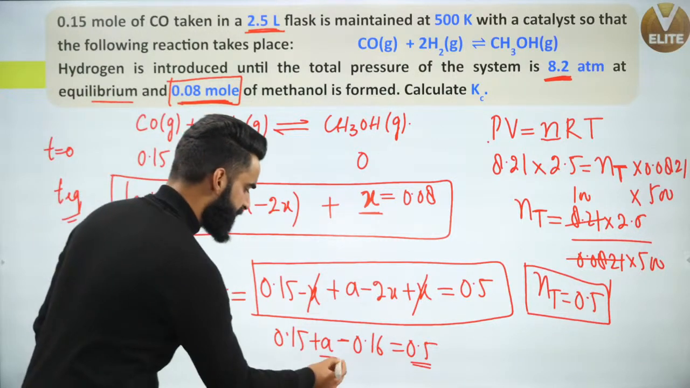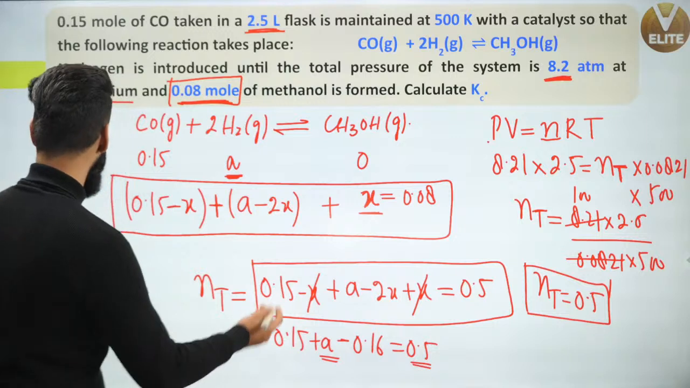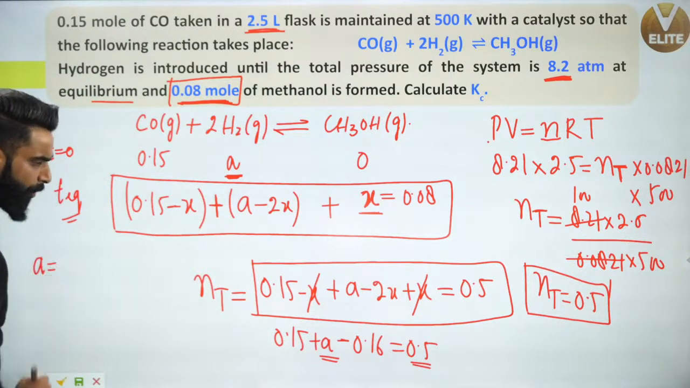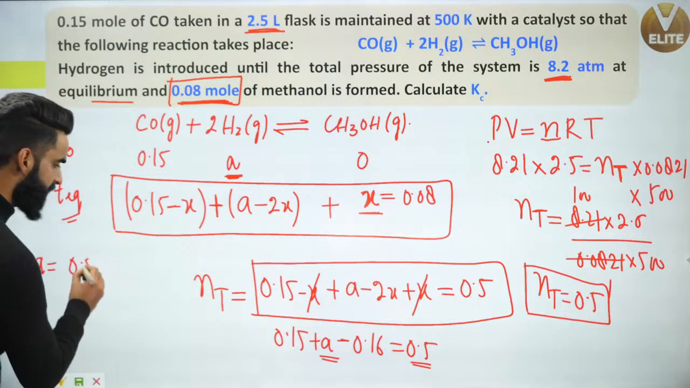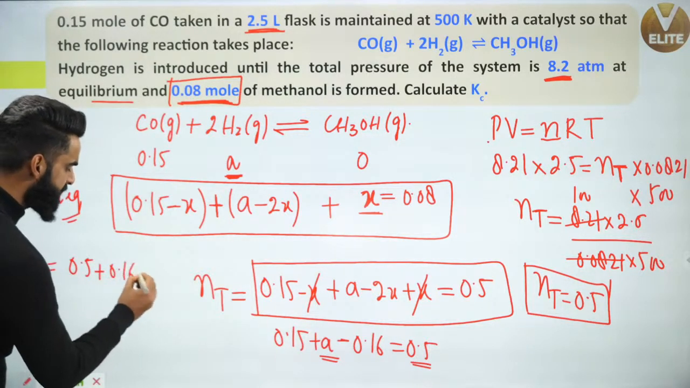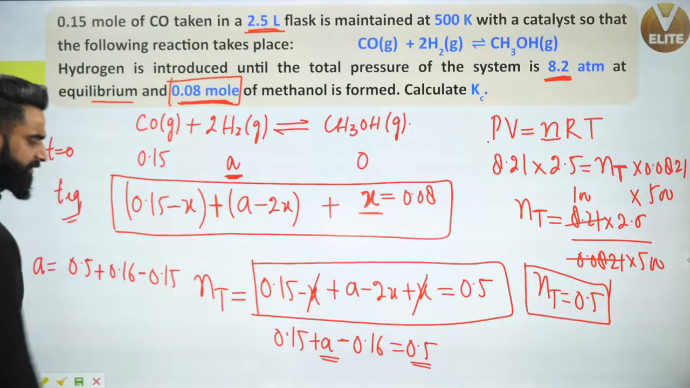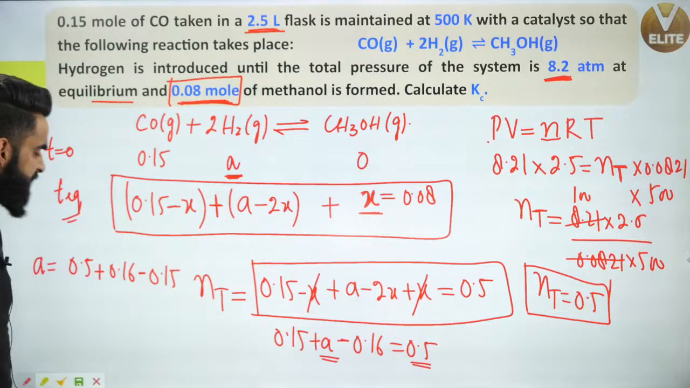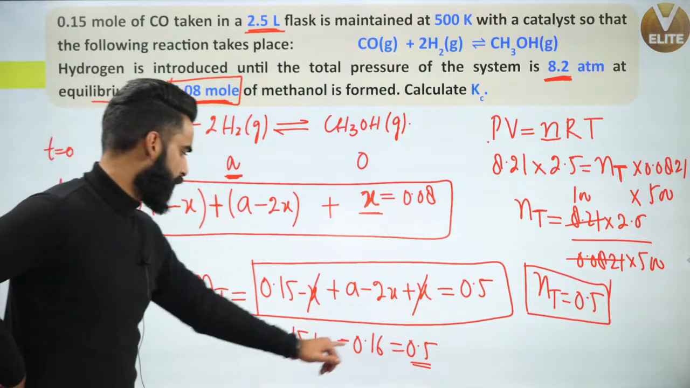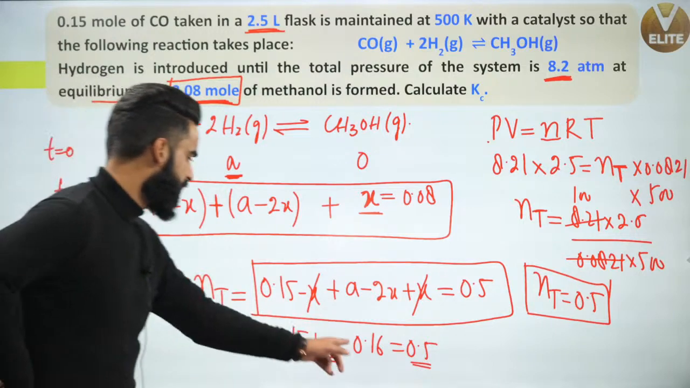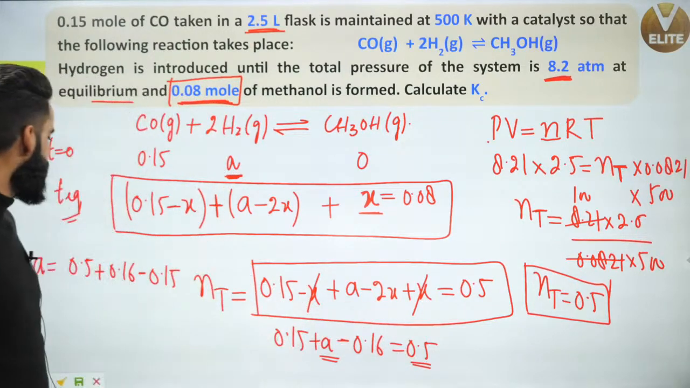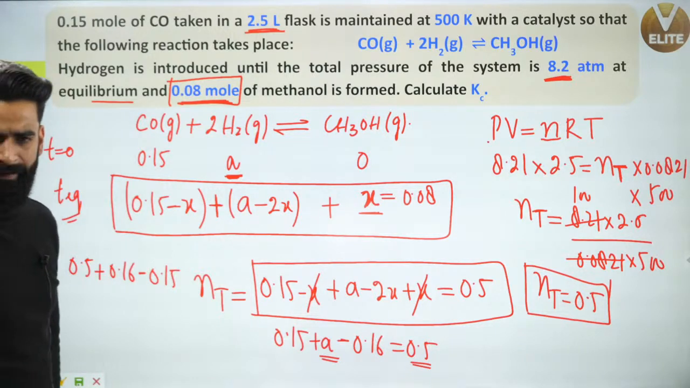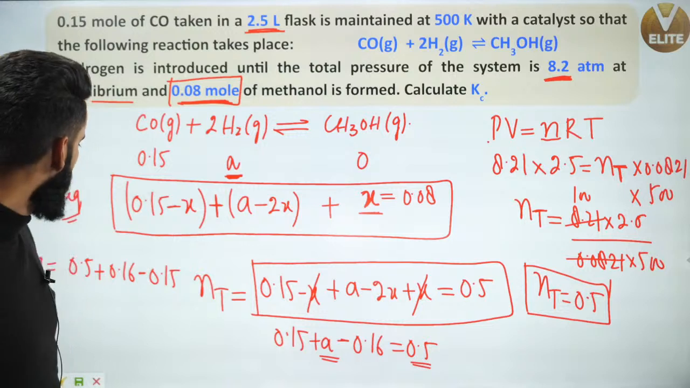So can we get the value of a from this equation? Definitely I'll be getting the value of a. Let me write it over here. The value of a is going to be equal to 0.5 plus 0.16 minus 0.15. Let me know the value fast. Tell me fast guys, what will be the value coming? Is it coming as 0.6?